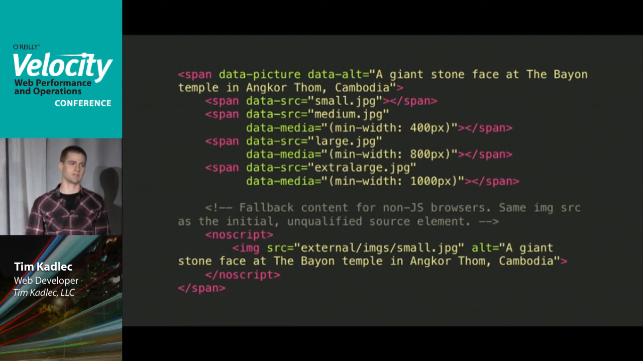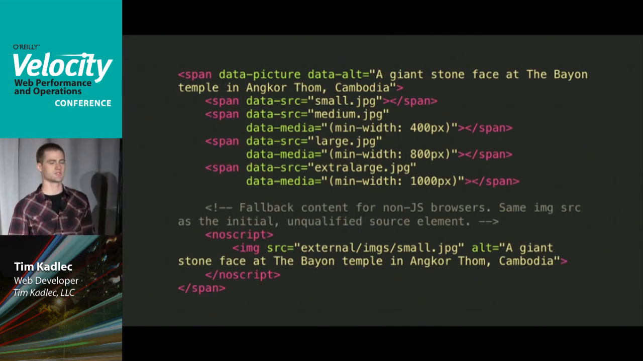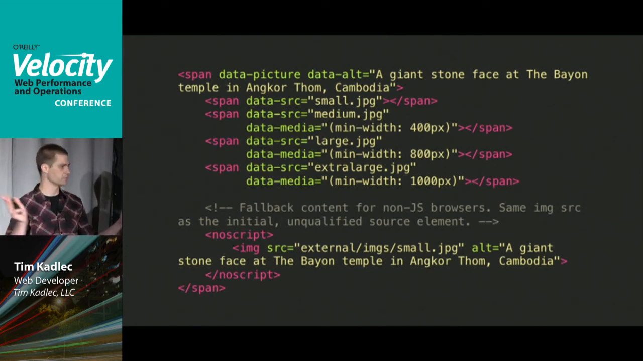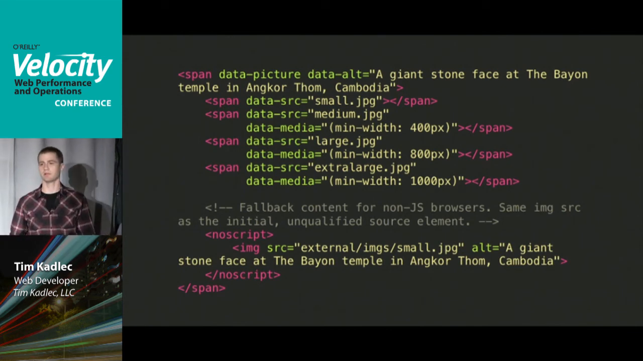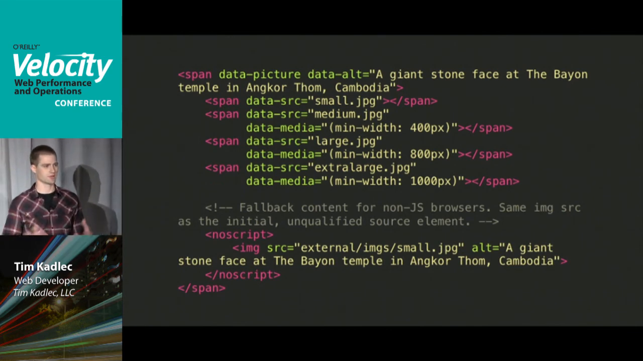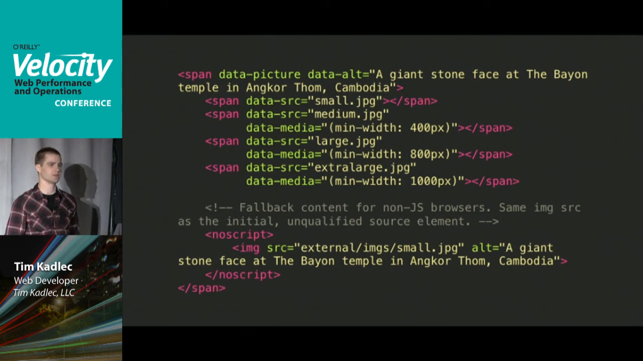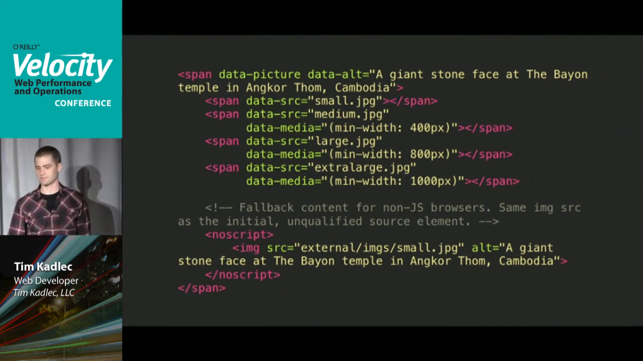You can swap the images based on resolution. You can swap them based on whether it's a Retina display or a low-quality display. You have art direction abilities. So if you want to make an image like a tighter crop or even a different orientation at a different size, you can easily do that because you're specifying which image source.